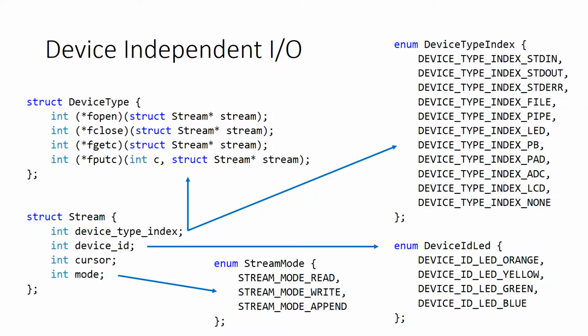The data structure that I used for streams is shown in the lower left. Key components include the device type and the device ID. On the right, you can see all of the device types that are supported, as well as some example IDs for one of them. The modes that are supported are read, write, and append, but so far only the files and pipes are making use of those.